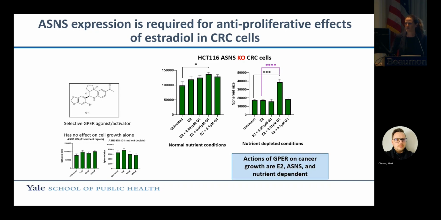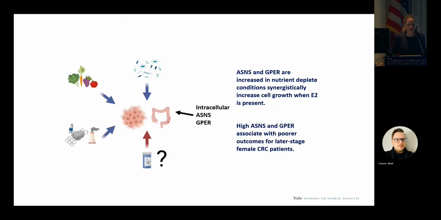So just to summarize, our untargeted metabolomic findings led us to looking at ASNS to see how it's linked to asparagine production. And we found that it could be that ASNS and GPA are actually increased together synergistically when the nutrient supply of the tumor is stressed, so at these advanced stages, in a manner to actually recover cell growth and increase cell growth. And it appears that estradiol is really important in this interaction as well. And we see this associated as well with the prognosis of the patient.